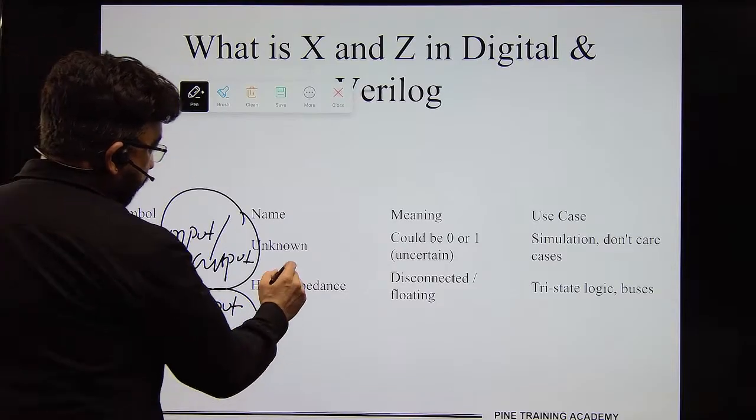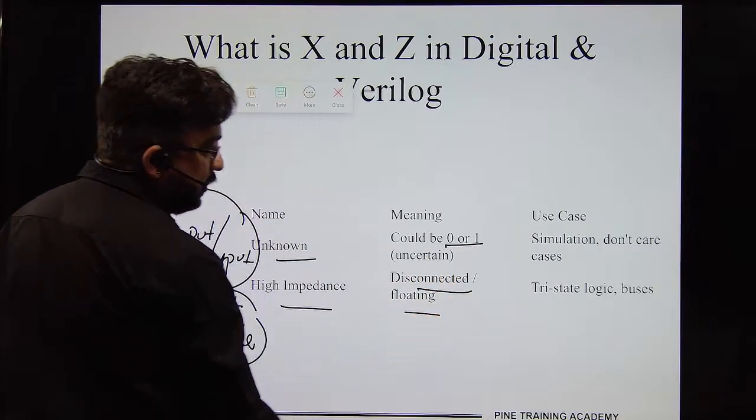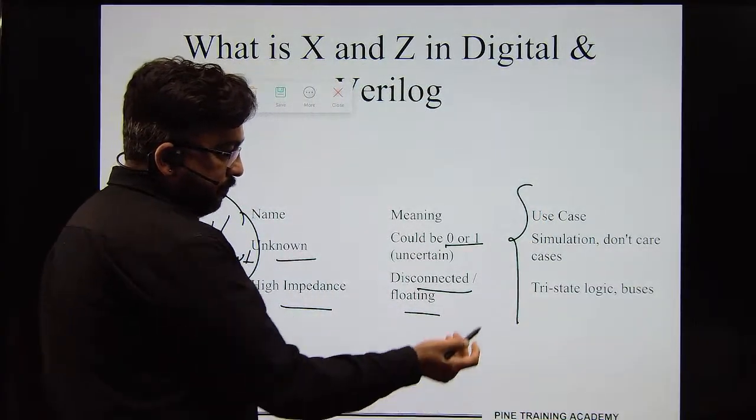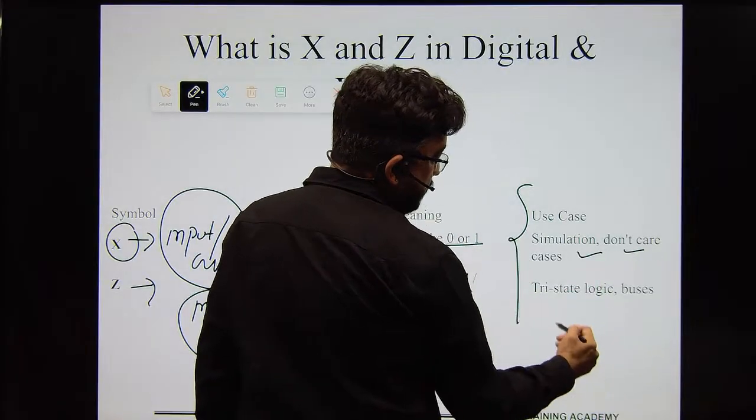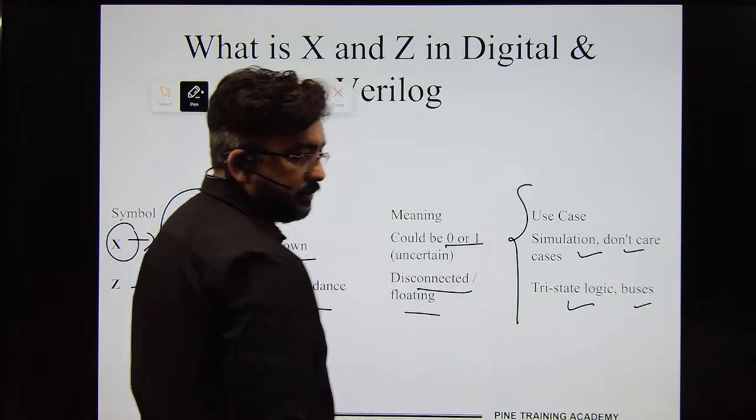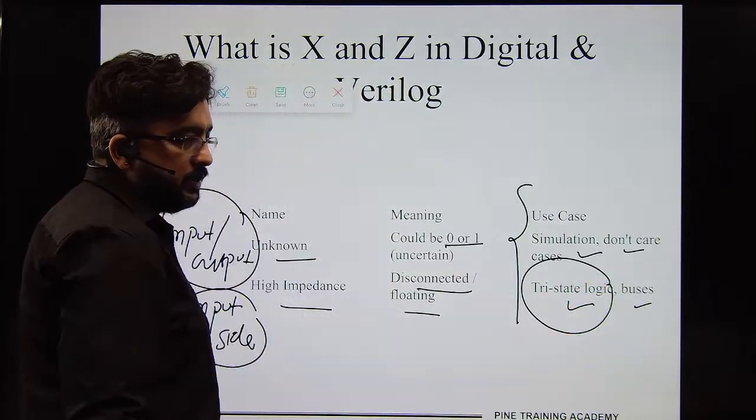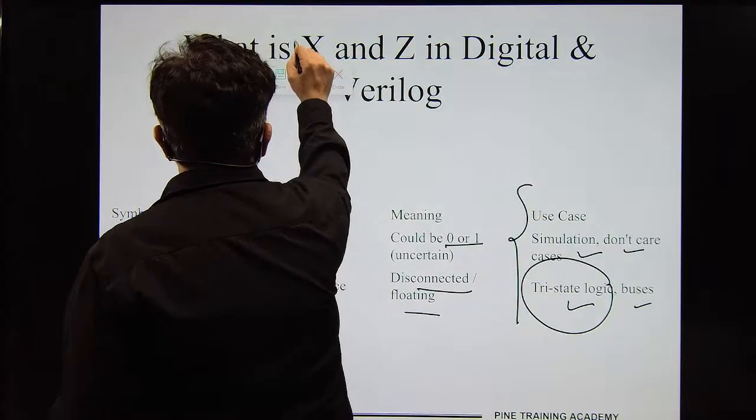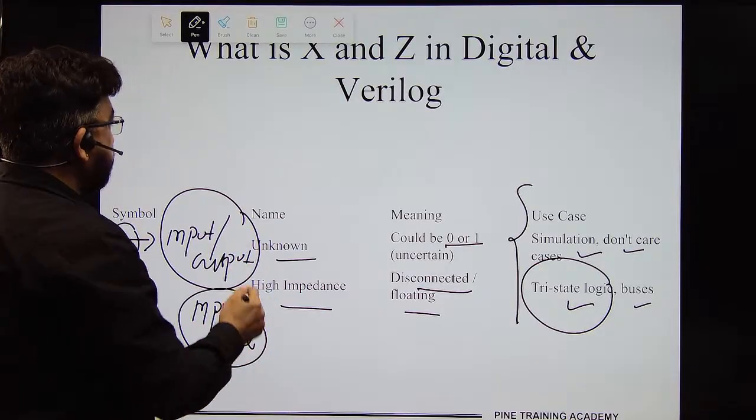Unknown, high impedance, could be 0 or 1, disconnected, floating. Basically I can see X and Z in simulation, in don't care cases, in tri-state logic, and in buses. So we are going to use this also. I hope this is clear to everyone. So X and Z are basically like values in digital.